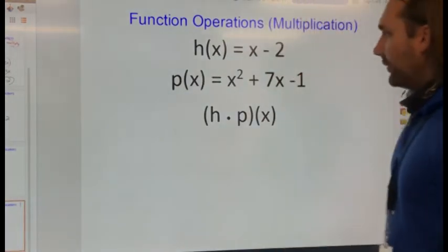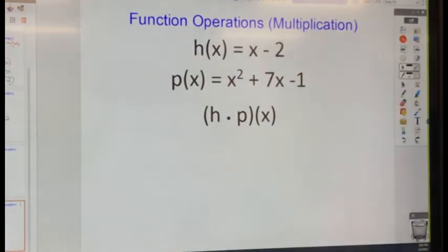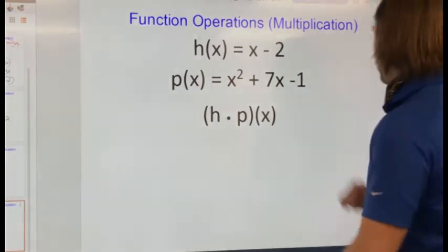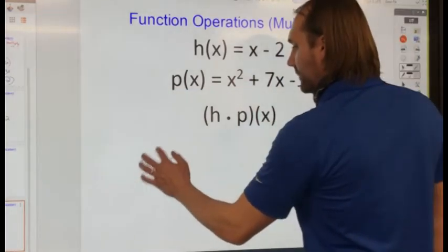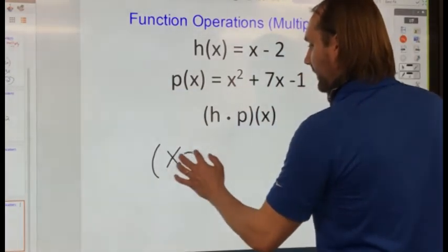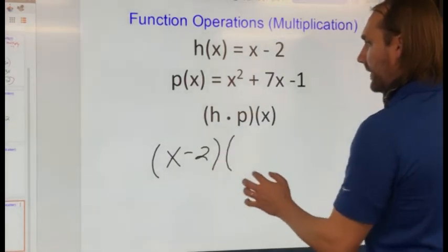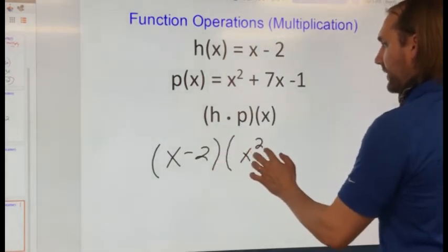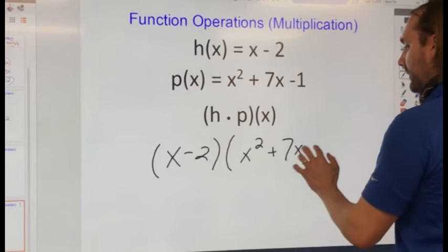And if you had anything to combine like terms to simplify, then you would do that, like we will in this example. So now I have two functions, h of x and p of x. And I want to multiply h to p. So I have my function h, x minus 2, and I'm multiplying that to the function p, which is x squared plus 7x minus 1.